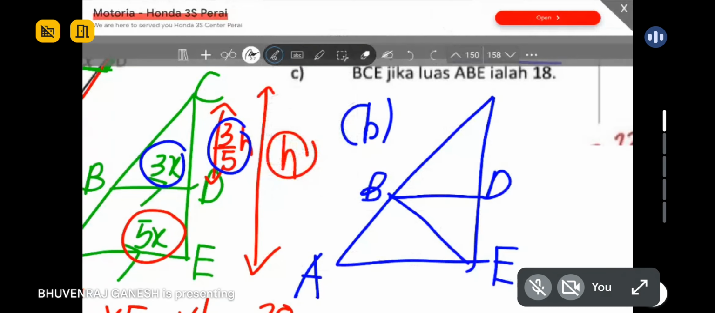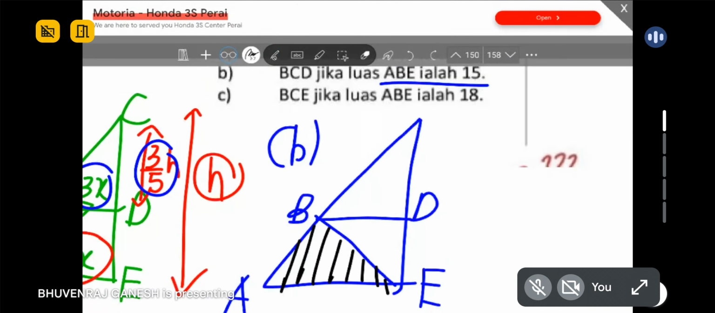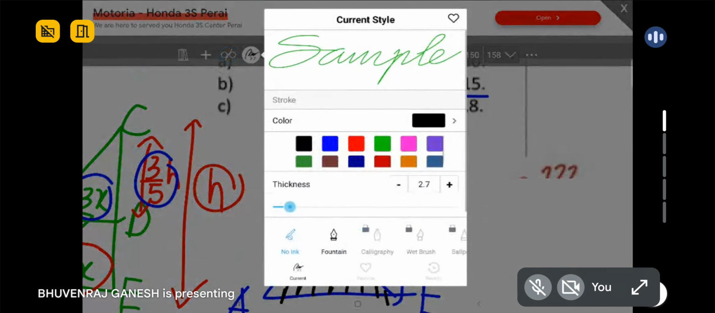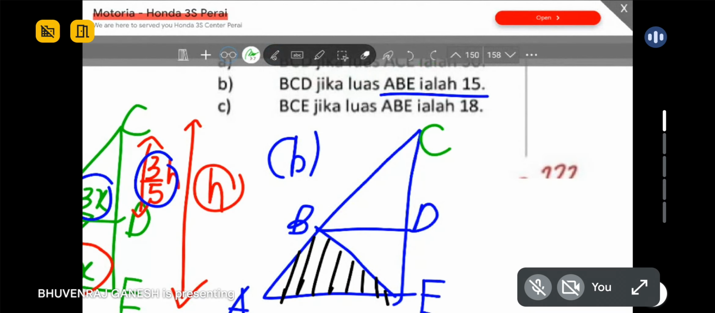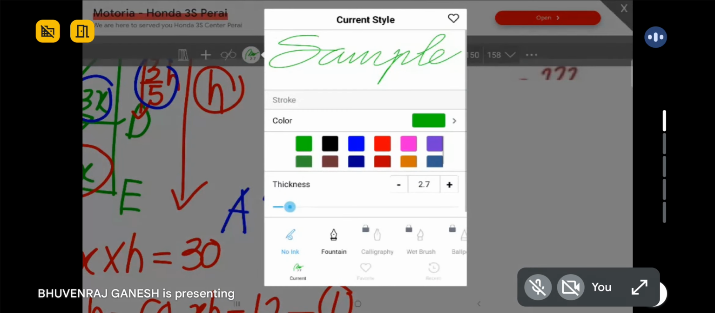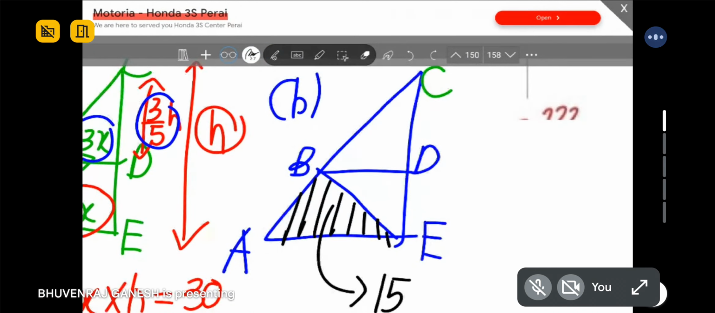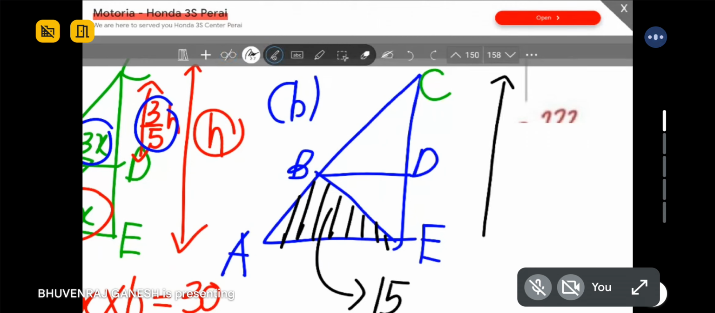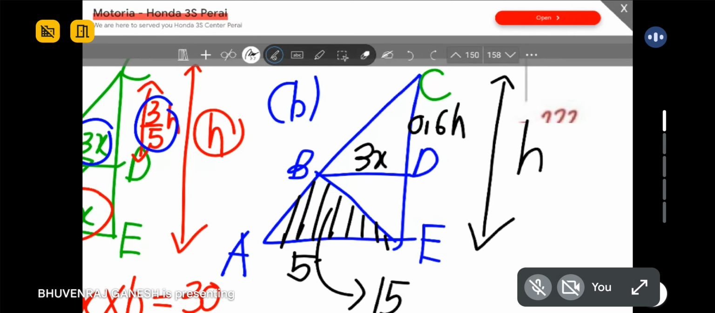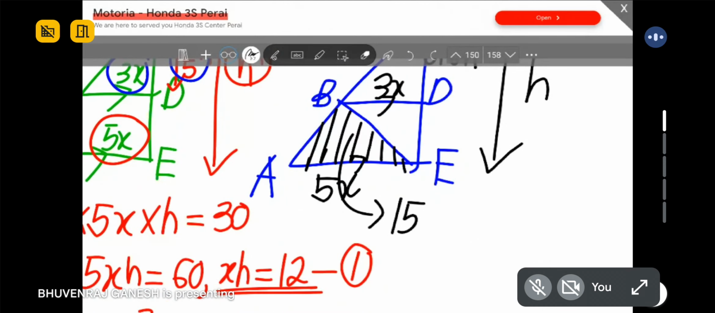So now we focus on this triangle, the black one. We want to find BCD. They tell you the area of ABE is 15, so this is the information. Now, again, the same concept. This one is H, so this one is still 0.6H. This one is 3X. This one is 5X. So everything is maintained the same. Semua sama.